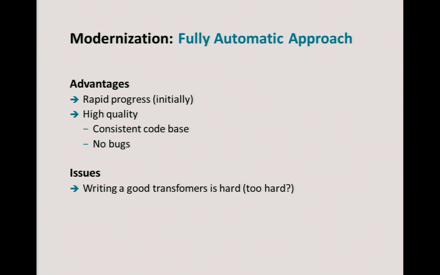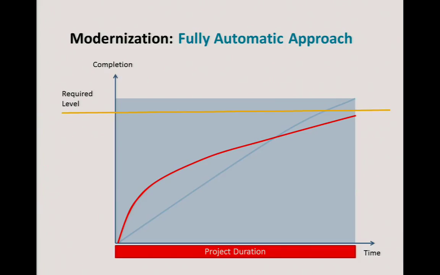However, there are some issues, because writing good transformers is hard. Sometimes it's too hard. Sometimes there's stuff that you cannot really meaningfully transform automatically. You need access to people that have business knowledge and stuff like that. So maybe that's not always good. And this is the visualization of this.